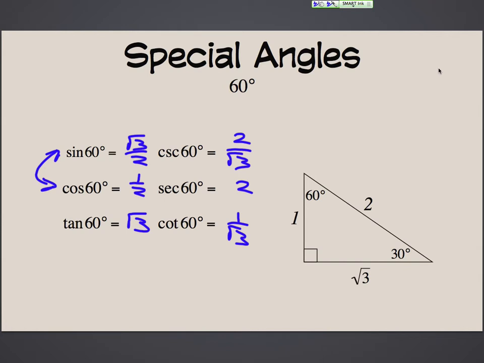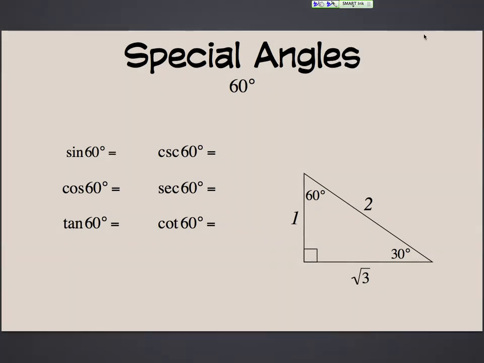Are you with me there? So far, that's 12 items, and I only have to memorize how many things? 2. I only have to have 2 things memorized so far. All right, let's move on to 45.